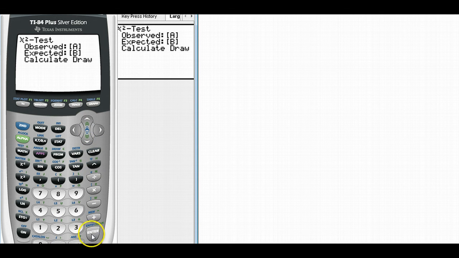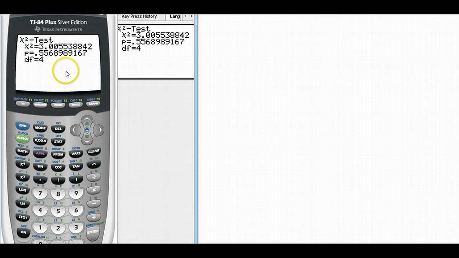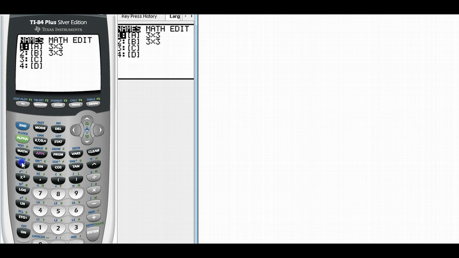And let's go to calculate just to see how that comes out. I'm going to need this later, right? And you can write that down somewhere if you want to. But let's go ahead and go to second matrix. And notice now that my 3 by 3 is there, and I can edit it.